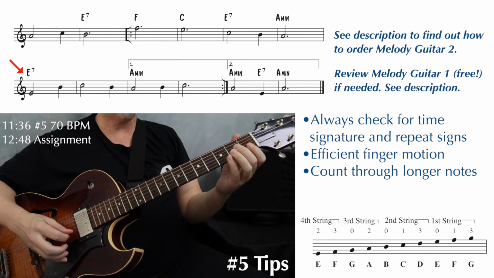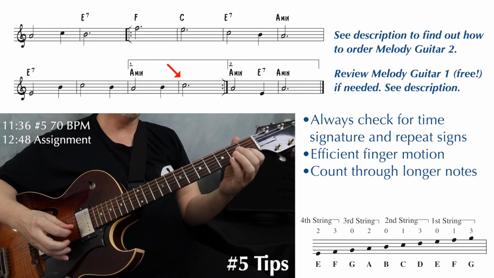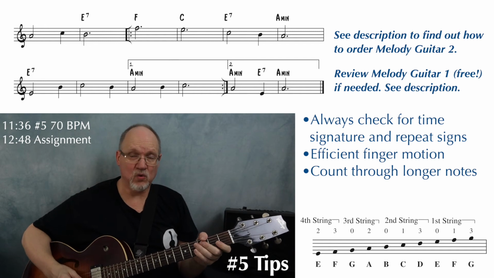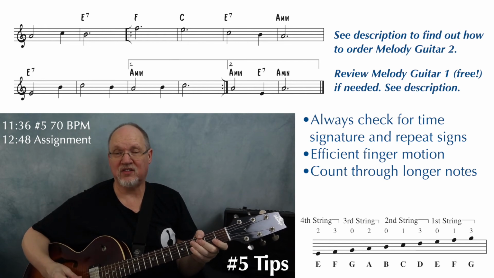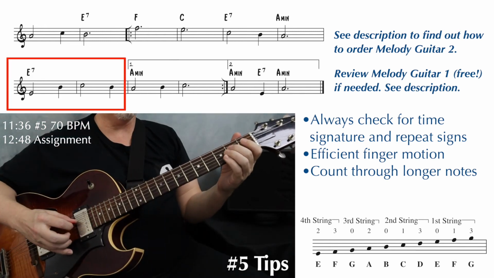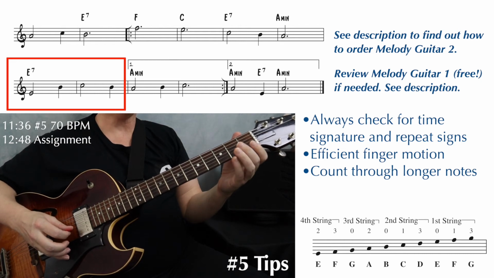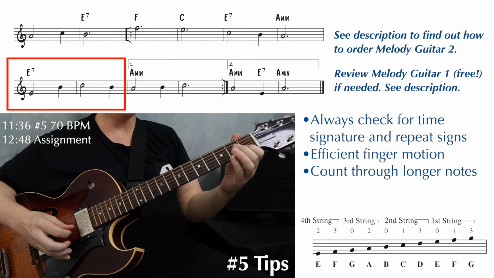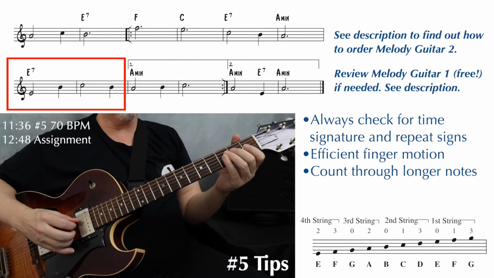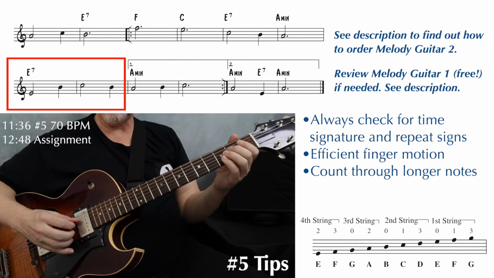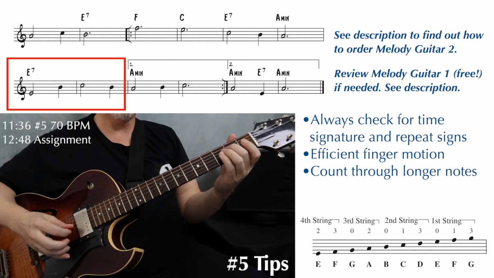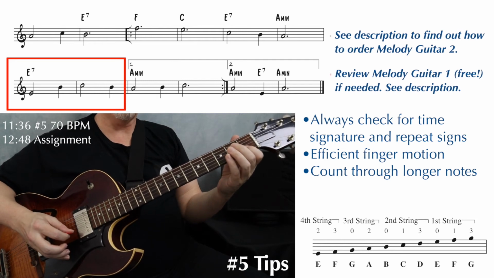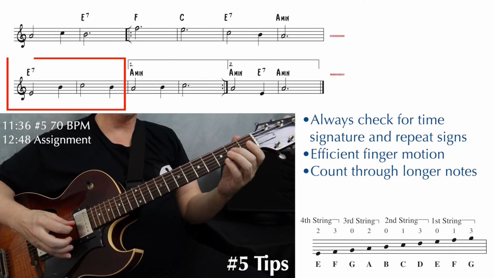1, 2, 3, 1, 2, 3, counting very carefully when we're playing in 3/4 that we don't extend that quarter note. We don't want to play 1, 2, 3, 1, 2, 3. I hear that a lot. You want to make sure you go right from beat 3 to beat 1 of the next measure.